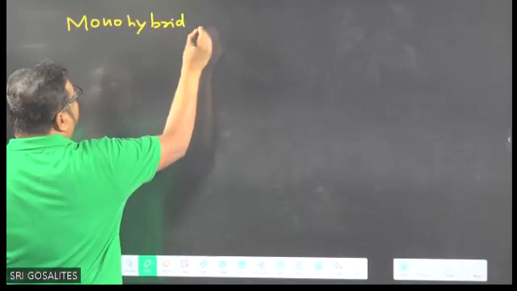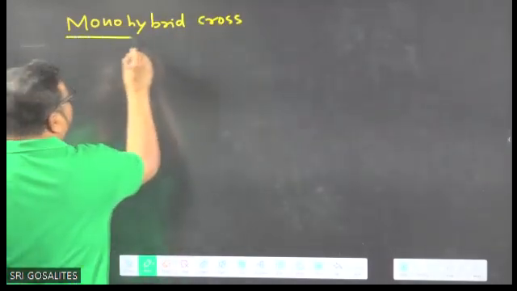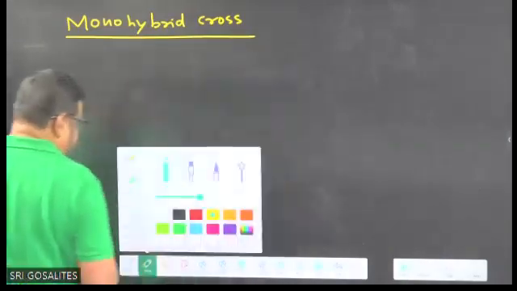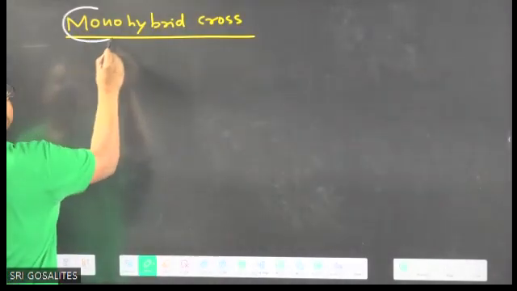Good afternoon. So let's start today's topic. Right. So we are starting with the mono-hybrid cross of Mendel. Which cross? Mono-hybrid cross of Mendel. So mono means what? Single.